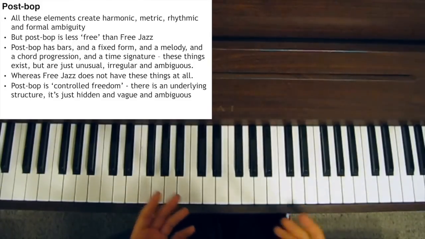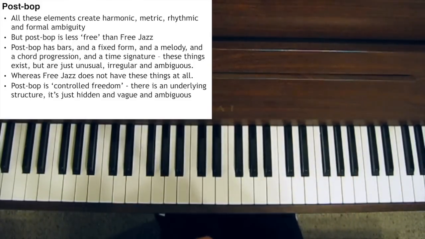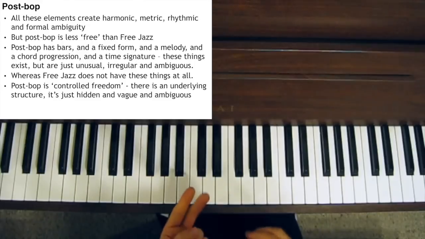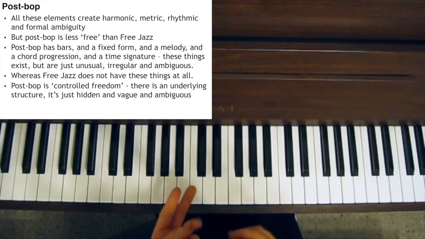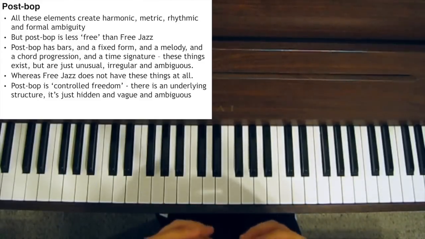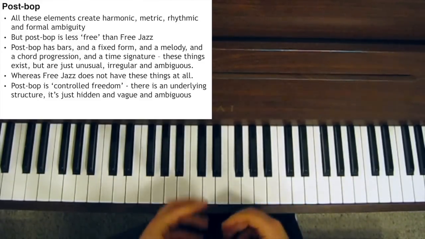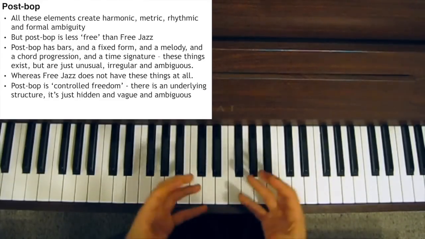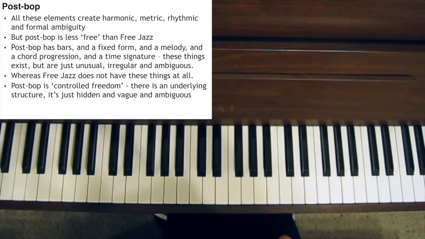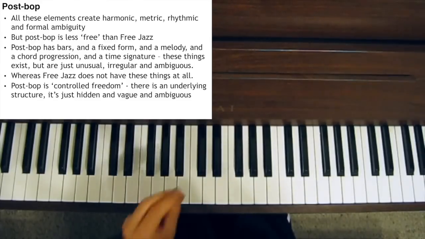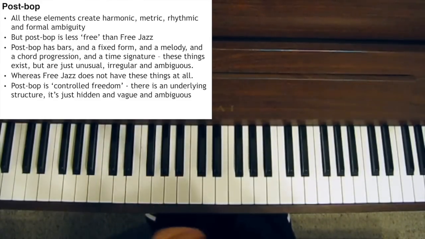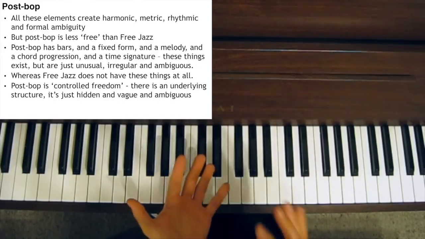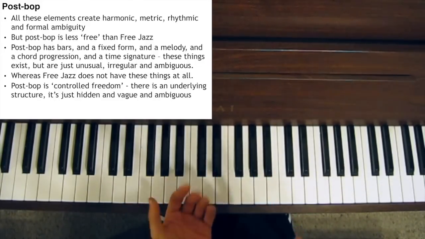But it's nevertheless less free than free jazz, because it still does have bars, it still does have a fixed form, it still has a given melody, it still has a written out chord progression and a particular time signature. These things exist, they're just unusual, irregular and ambiguous. Whereas free jazz does not have these things at all. And this is what I mean by post-bop being controlled freedom. There is an underlying structure, it's just hidden and vague and ambiguous.